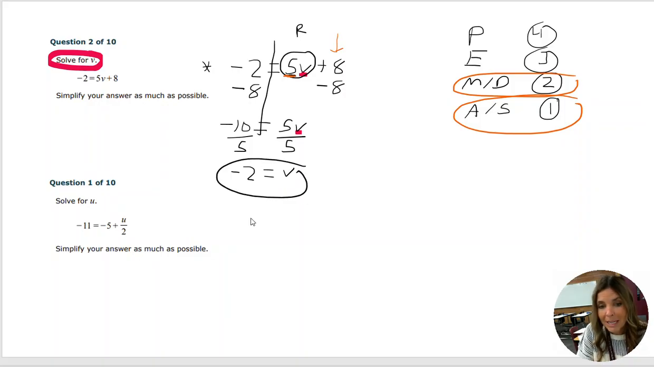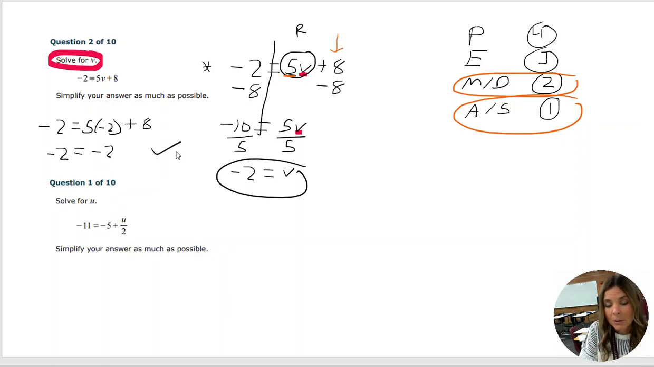Now what this means is that if I take this original equation and I make a substitution for the v and then I evaluate, we can see that 5 times -2 is -10. -10 plus 8 is -2. So this value of v is what makes the equation true.